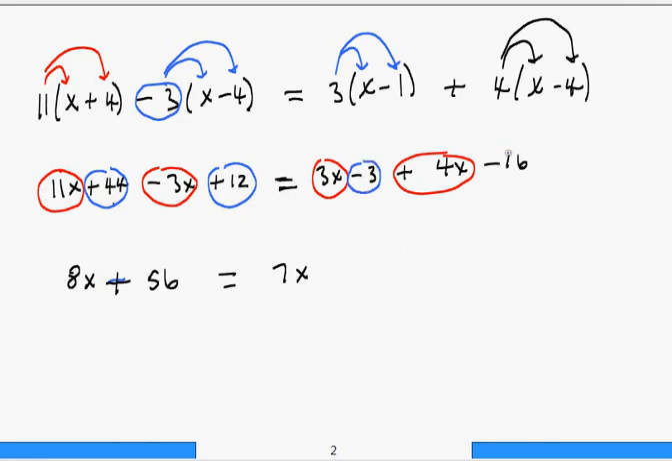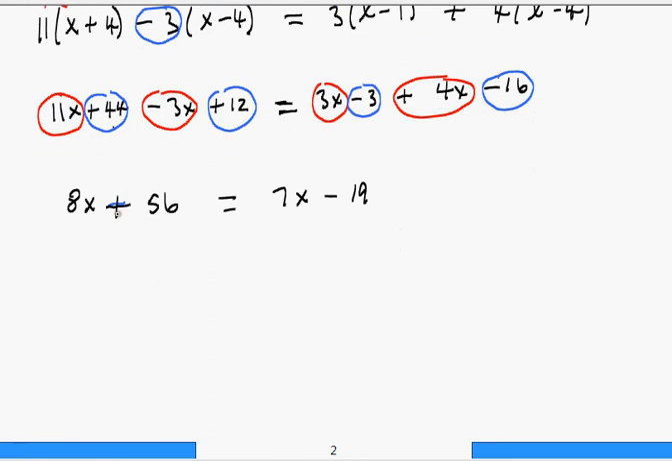And our constants, we've got a negative 3 and a negative 16. When you combine those two, they're both negative, so negative 3 minus 16 gives us a negative 19. Alright, so we're almost getting there here. We've simplified the left and the right side. I want to get all the x's on the left or the right. I'm going to move them to the left since I've got more of them over here. So subtract 7x from both sides.